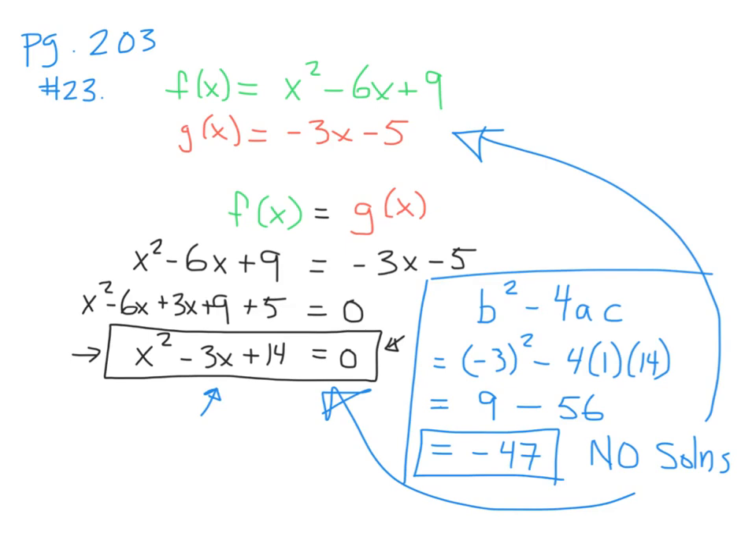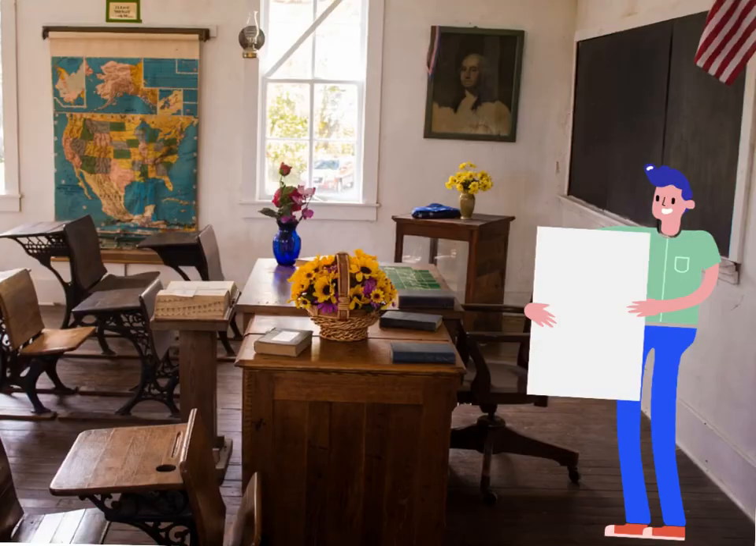Now question B is actually very interesting. It says, change the slope of the line so it will intersect the parabola in two locations.